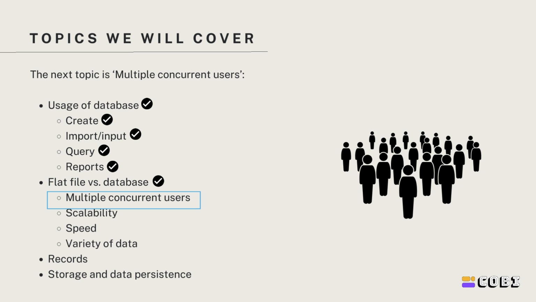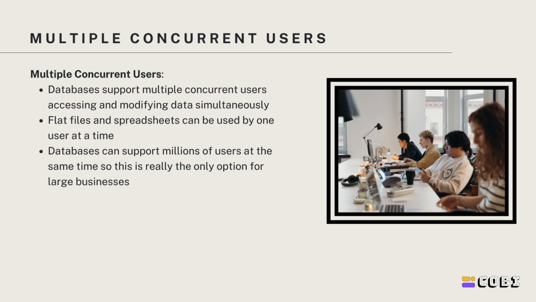Okay, so let's talk a little bit more about flat files versus databases. Multiple concurrent users. Databases support multiple concurrent users accessing and modifying data simultaneously. Flat files and spreadsheets can be used by one user at a time. Databases can support millions of users at the same time, so this is really the only option for large businesses. Think again of the Amazon product database. This is used by millions of people at the exact same time, and a database is the only way to accomplish this.